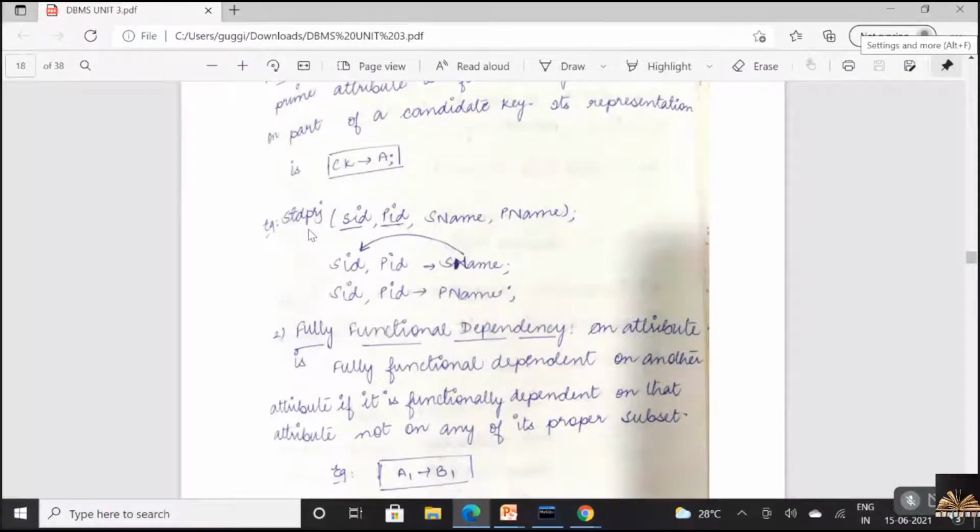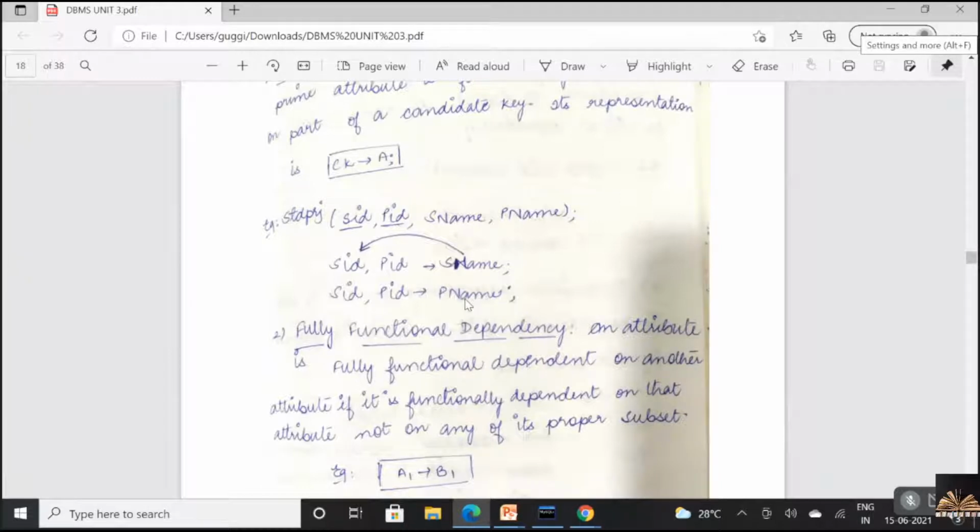Now, taking an example, I've got a student project database. In that, I have SID, PID, SNAME, PNAME as its attributes. And I assume that SID and PID together form a key. Now, SID, PID determines the name of the student. SID, PID determines the project name of the student.